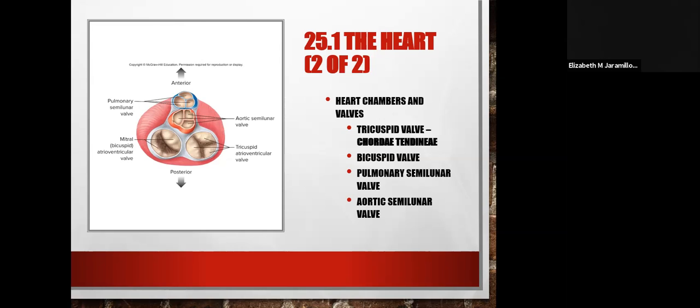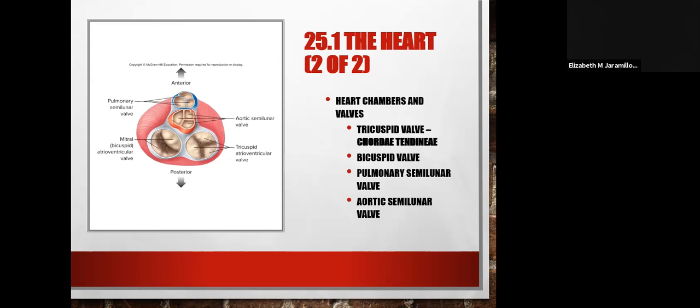The AV valves are attached on the ventricular side to tough strings called chordae tendineae, which pull on the AV valves to keep them from folding backwards and allowing blood to regurgitate past them. The semilunar valves are named for the crescent moon shape of their cusps. So if you see here, it looks like a little moon shaped cusp there. This is, like I said, named after the crescent moon shape.